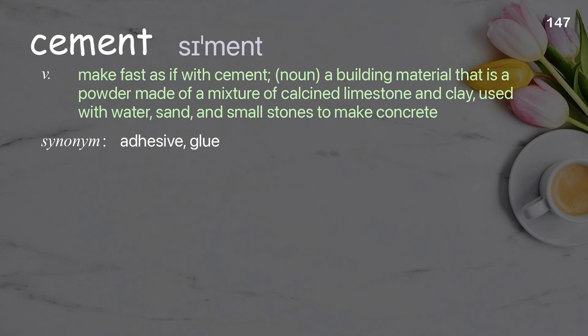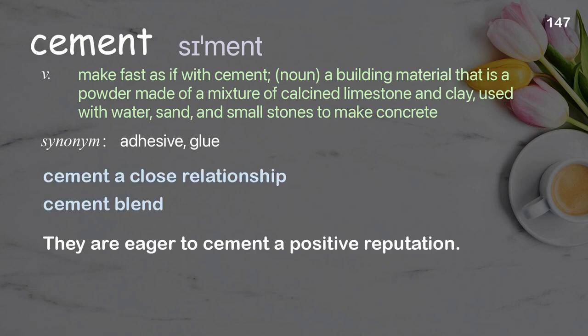Cement: make fast as if with cement. Noun: a building material that is a powder made of a mixture of calcined limestone and clay, used with water, sand, and small stones to make concrete. Examples: cement a close relationship, cement blend. They are eager to cement a positive reputation.